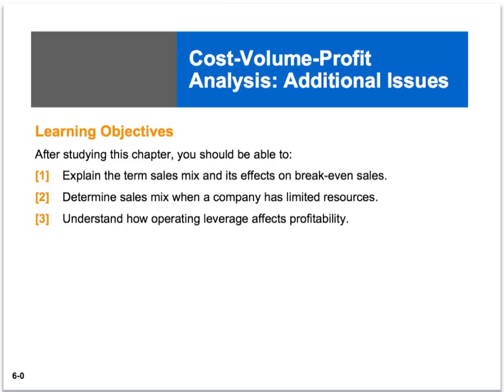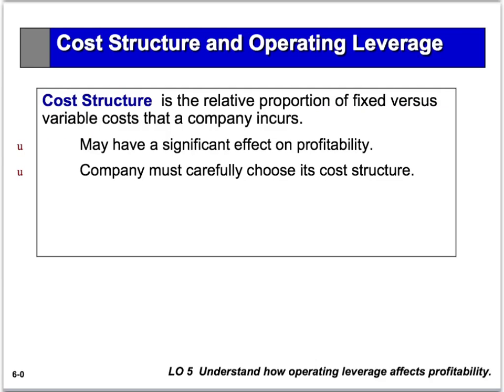Okay, in the second part of this chapter, we are going to examine operating leverage of a company and the effect operating leverage has on a company's profitability. Now, to understand operating leverage, you must understand cost structure. Cost structure is the relative proportion of fixed costs versus variable costs that a company incurs. That is, a company consciously decides how much of its costs should be fixed and how much should be variable. And that decision has a significant effect on profitability. So choosing your cost structure very carefully is important for businesses.